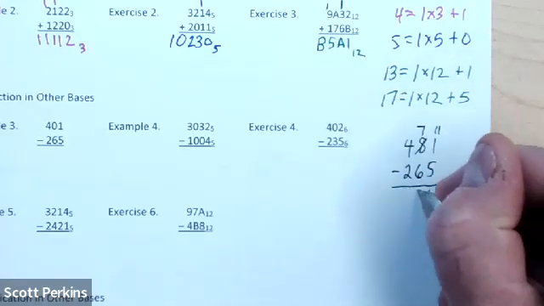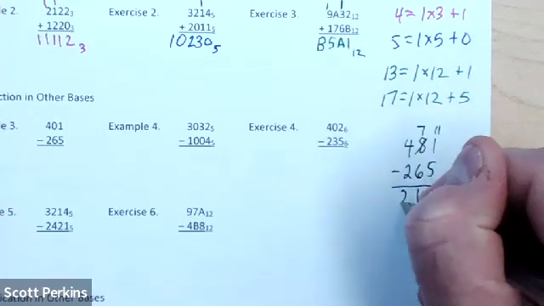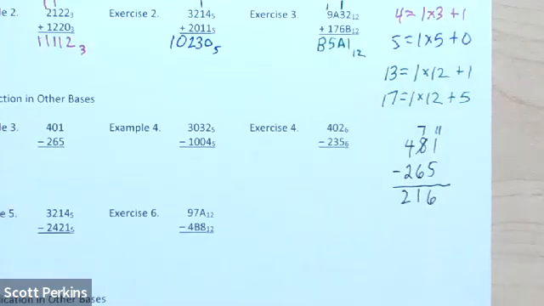7 minus 6 is 1. 4 minus 2 is 2. And I get 216. Okay. Does that make sense? Everybody got that clear in your brain? So the only difference now with subtraction is that instead of base 10, we're going to be on other bases. So we have to just remember what the full group is that we're borrowing.